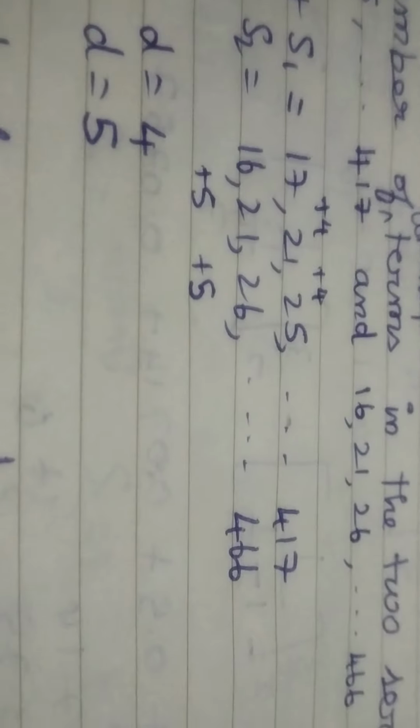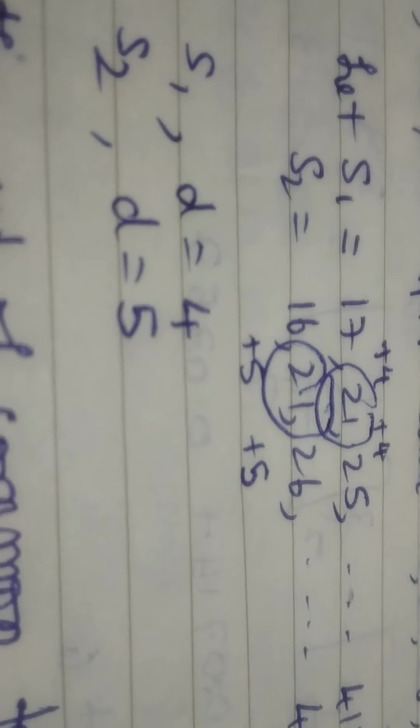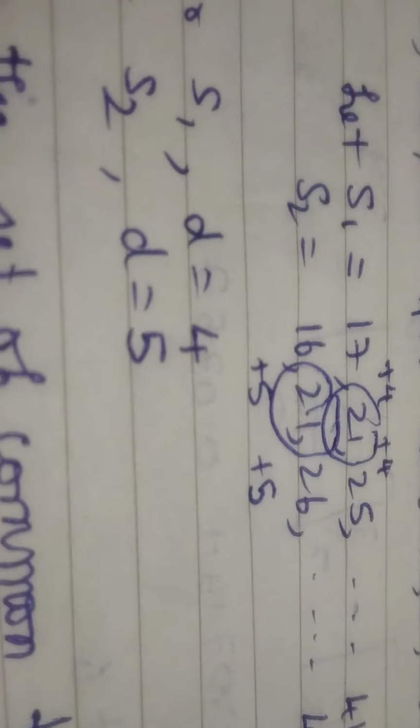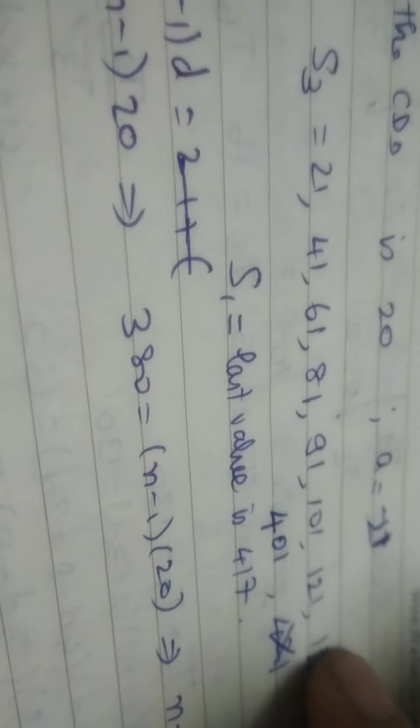Here the first common term among the two series is 21. Now the common difference of S1 is 4, the common difference of S2 is 5. Take the LCM of 4 and 5. The LCM of 4 and 5 will be 20. Adding 20 to the first term, we get 41. Adding 20 to 41, we get 61. Then we get 81. Like that it goes on, correct?